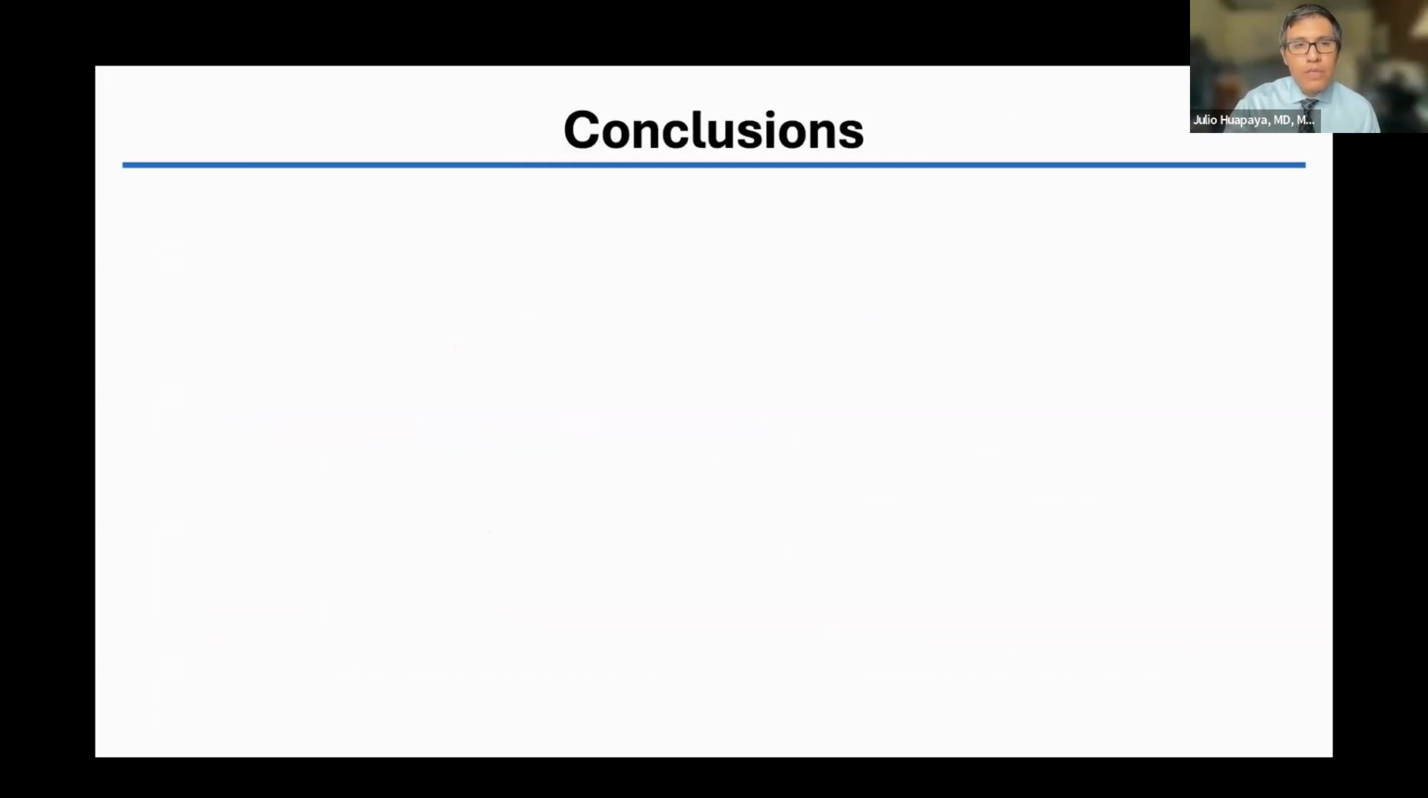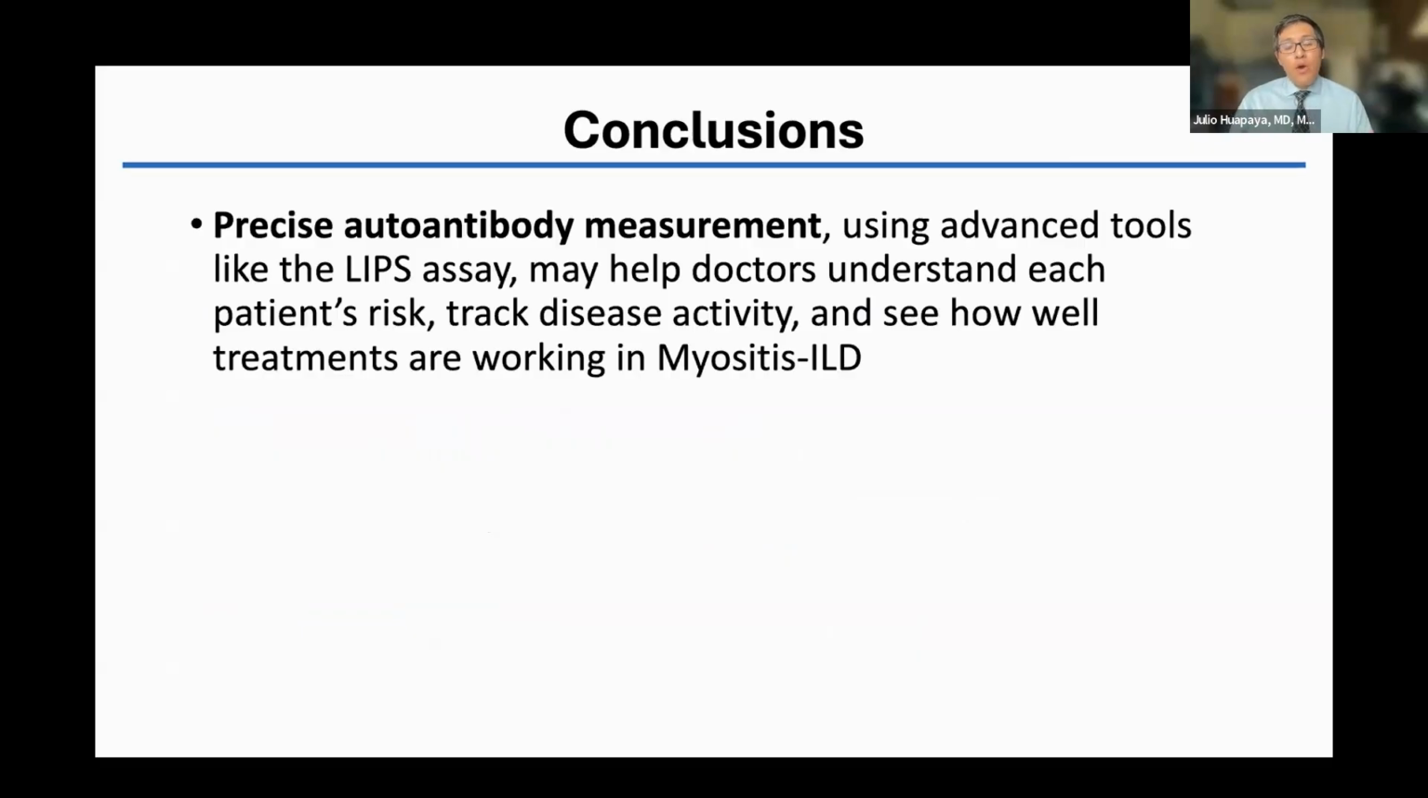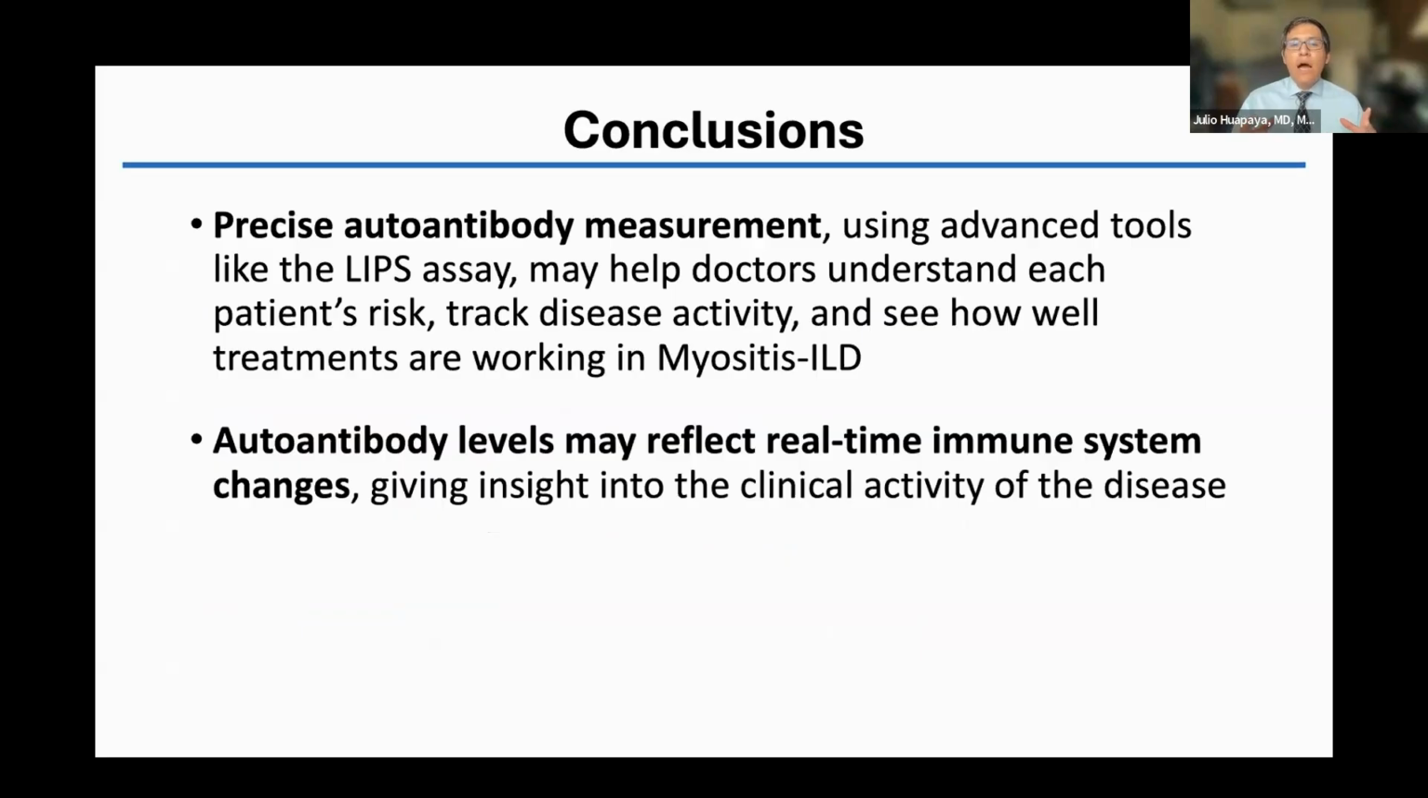And so in conclusion today, I hope to have shown you that measuring autoantibodies with these advanced tools such as LIPS that we have at NIH, we strongly think that they will help us to better understand the patient's risk, hopefully track disease activity, and see how well treatments are working. We really think that autoantibody levels may actually reflect real-time immune system changes.